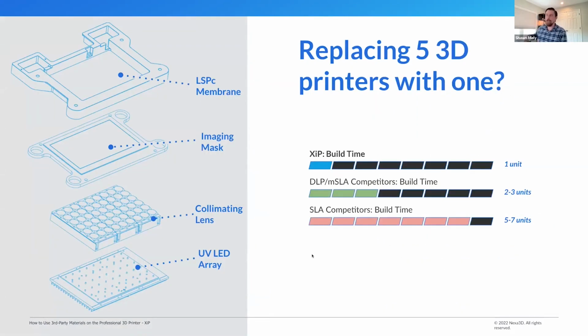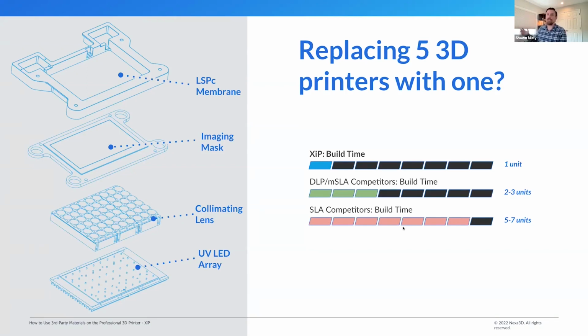And what does that mean in terms of speed? Well, with XiP, you could build with one unit the same amount of stuff. You would need about 2 to 3 printers on a DLP or MSLA competitor, or 5 to 7 print units. When I say units, I mean printers. You would need about 5 to 7 printers to match that throughput.